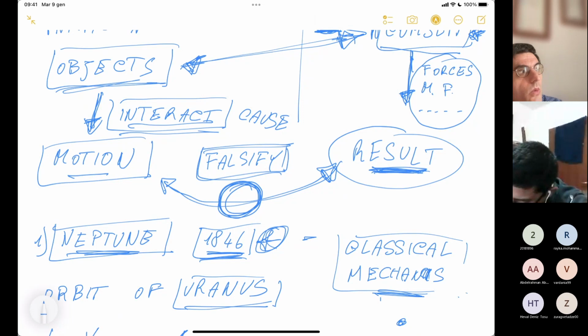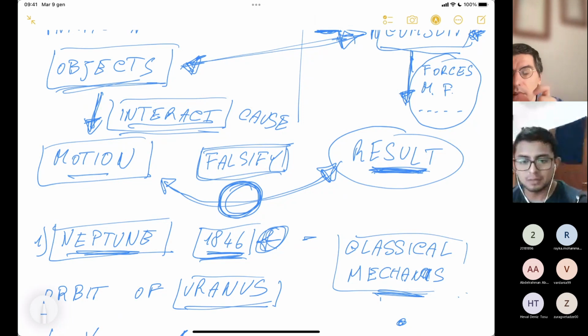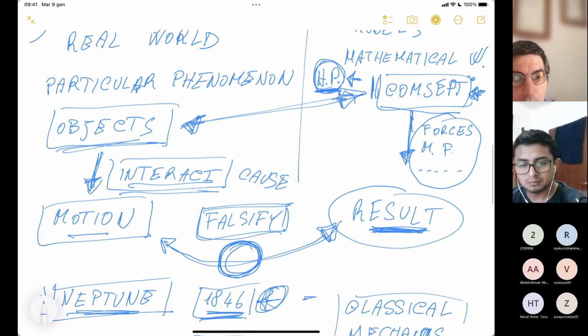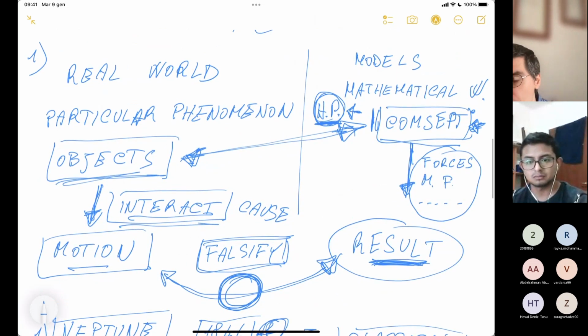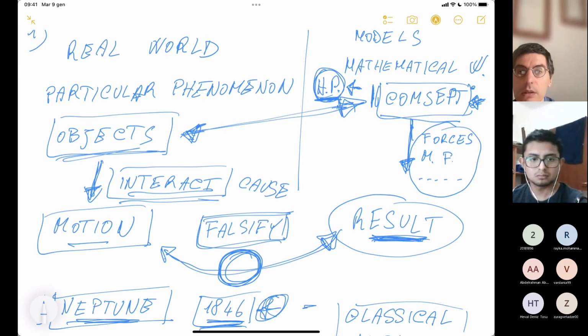In this case, we must improve a little bit the hypothesis in order to regain the correspondence between result and the real motion. If we talk about mechanics, of course, if we talk about other kind of models, the outcome will be different from the motion, but at the end of the story, this is always what we are doing in our consideration about models.